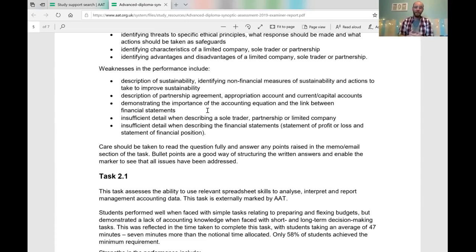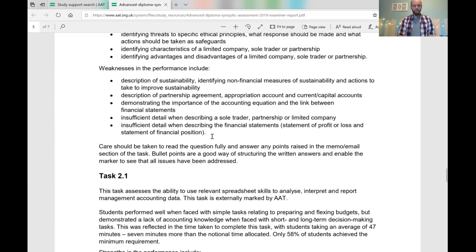Now, if you still have access to your level 2 resources, if you go to working effectively in finance on your level 2 resources, you'll see on the e-learning there that there's e-learning on sustainability. So get yourself back onto that, get yourself making sure you're okay with what sustainability is, and that you can actually describe what sustainability is, what the non-financial measures of this sustainability is, and also what type of actions you can take to improve sustainability.